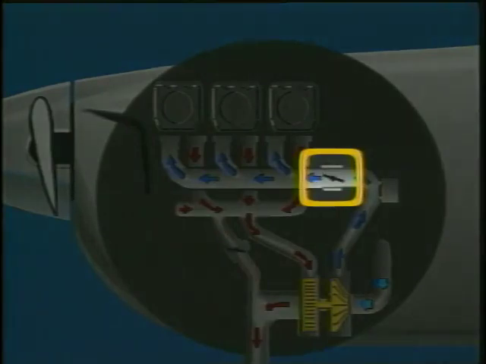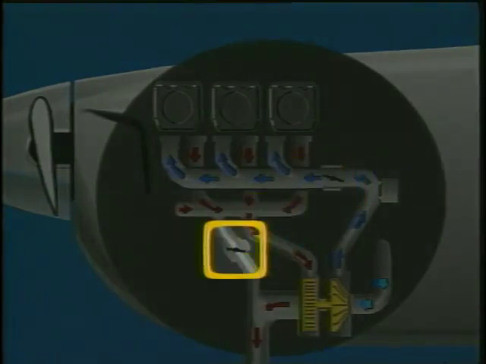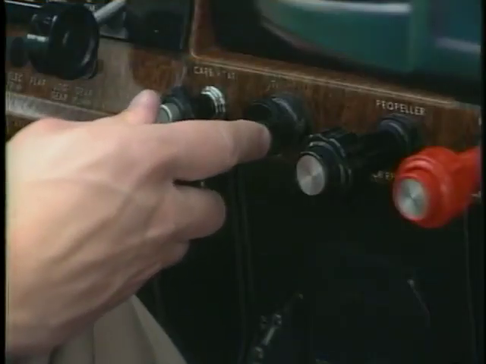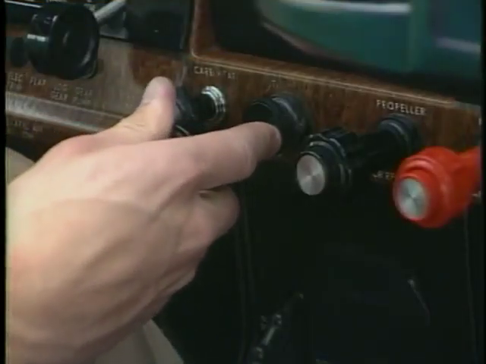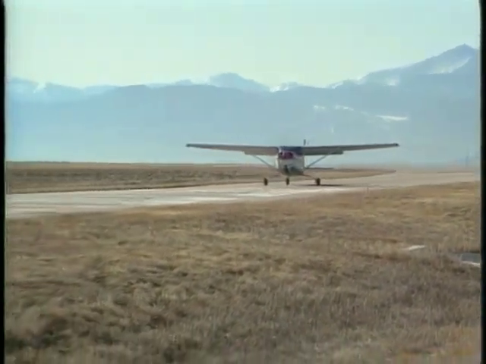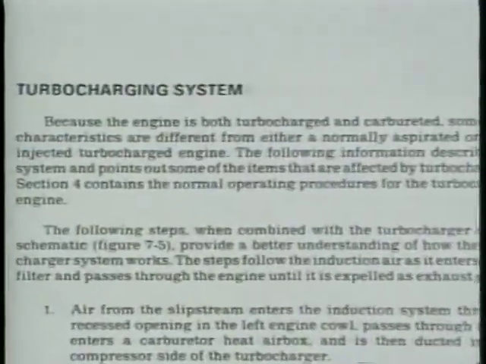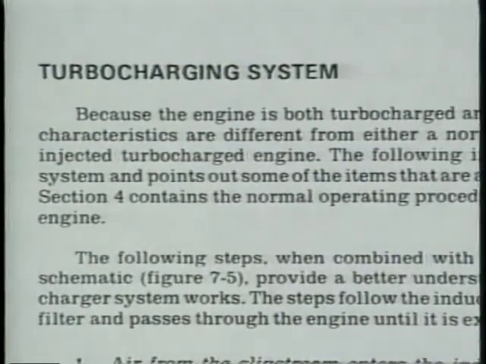When the throttle is moved forward, the wastegate moves to the closed position. When operating this type of system, you must give close attention to throttle operations since excessive manifold pressures can be produced at low altitudes. For specific operating procedures on the turbocharging system you're using, consult the pilot's operating handbook or aircraft flight manual.